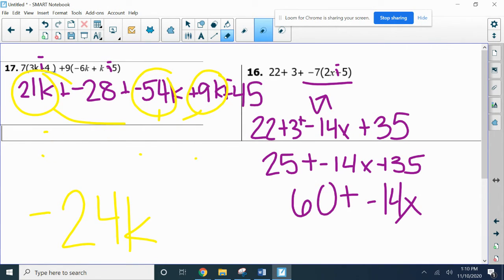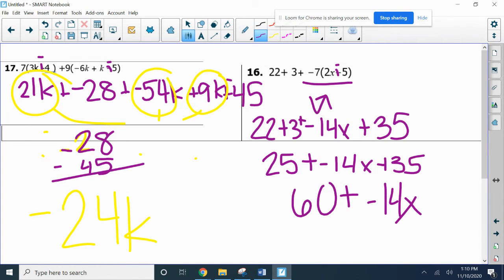And then I have negative 28 and negative 45. Because they're both negative, we're just going to add them together. So negative 28 and negative 45, because they're both negative, I'm going to add them together. So I'm going to get 73, plus negative 73. Two negatives add together and make a bigger negative.